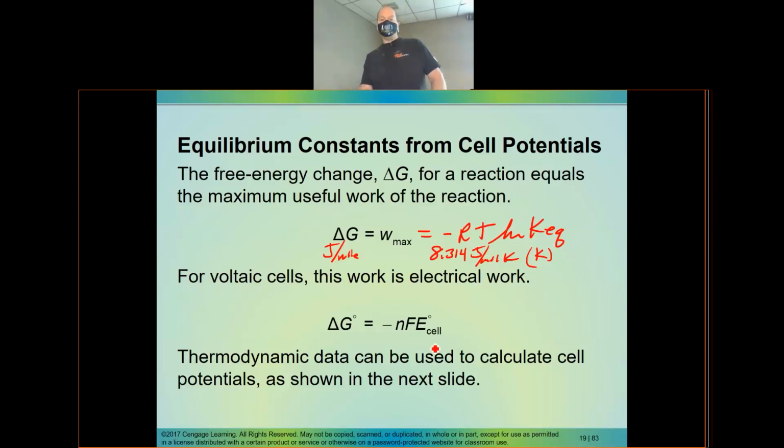All right, and so now in this chapter, we know that delta G is equal to negative nFE naught. And so we can set those equal to each other. Negative nFE naught cell is equal to negative RT ln KEQ. All right. So we can then have an equation that relates to E naught cell, solve for E naught cell, and that is equal to, divide both sides by negative nF, and so that is equal to RT over nF, and then you have your ln KEQ.